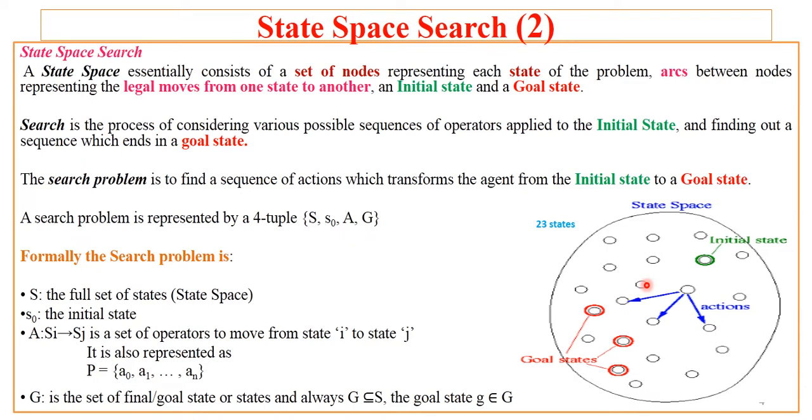Now, to do this, that is, searching for the goal state, search is the process of considering various possible sequences of operations applied to the initial state and finding out the sequence which ends in the goal state. Whatever steps I was talking of, the steps taken by the problem solver to find the goal state, this entire journey is called a search.